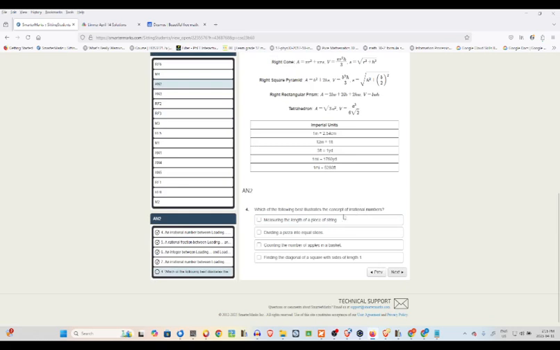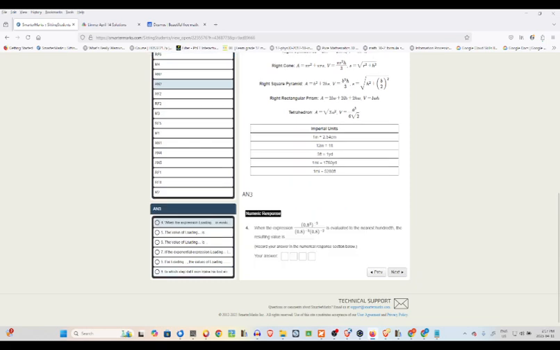Which best illustrates the concept of irrational numbers? Although measuring the length of a piece of string, dividing pizza in equal slices, counting the number of apples in a basket, these would be integers or rational numbers. The diagonal of a square with sides of length 1, if we use the Pythagorean theorem, we'll find that the diagonal is the square root of 2. So that is a good example of irrational numbers. So that wraps up algebra number 2.